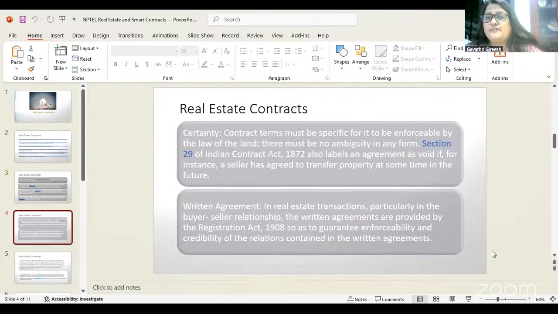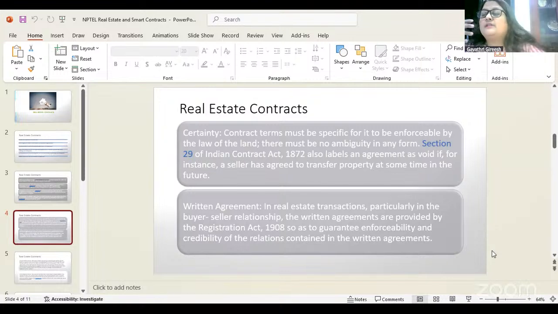So now moving further. What do you mean by certainty? Any real estate contract must have proper, certain and very definite terms. For example, if you buy a house of 30 by 40 dimension, you cannot mention in your contract that it is 30 by 30. There is no certainty.